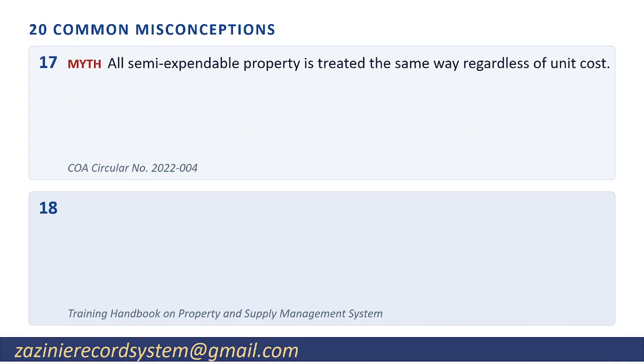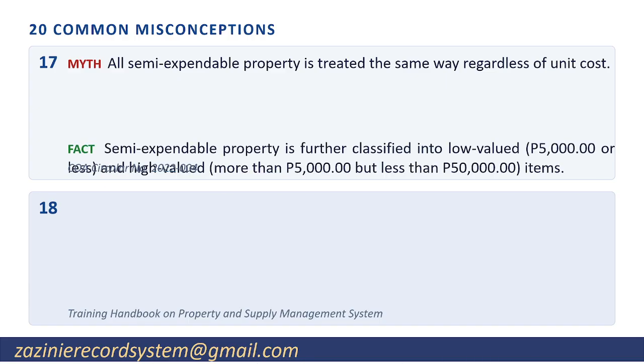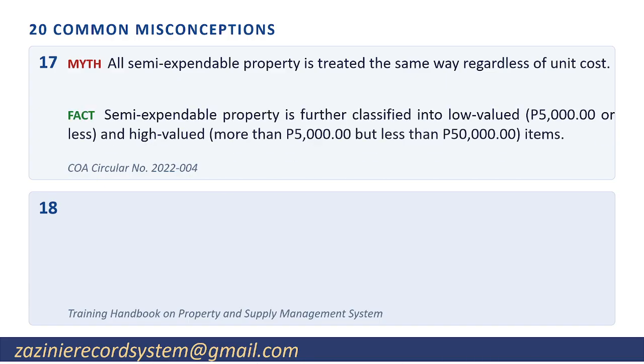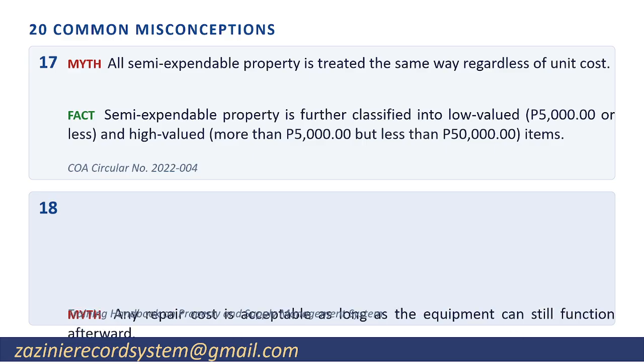20 common misconceptions. Number 17. Myth: all semi-expendable property is treated the same way regardless of unit cost. Fact: semi-expendable property is further classified into low-valued, 5,000 pesos or less, and high-valued, more than 5,000 pesos but less than 50,000 pesos, items.